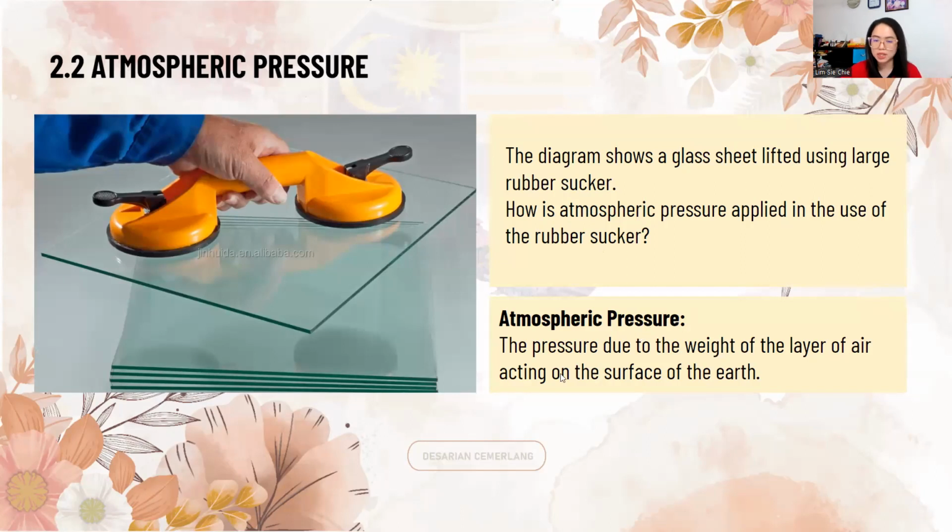Atmospheric pressure is the pressure due to the weight of the layer of air acting on the surface of the earth. I repeat it again. The pressure due to the weight of the layer of air acting on the surface of the earth.